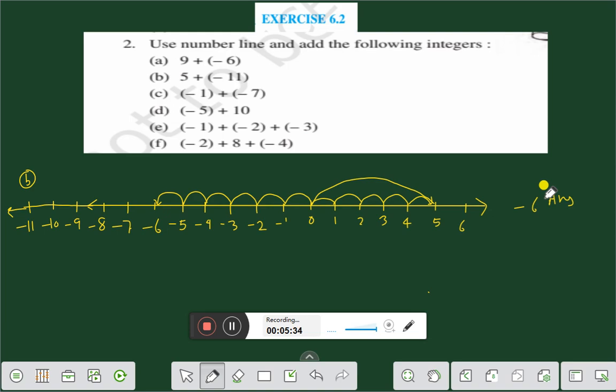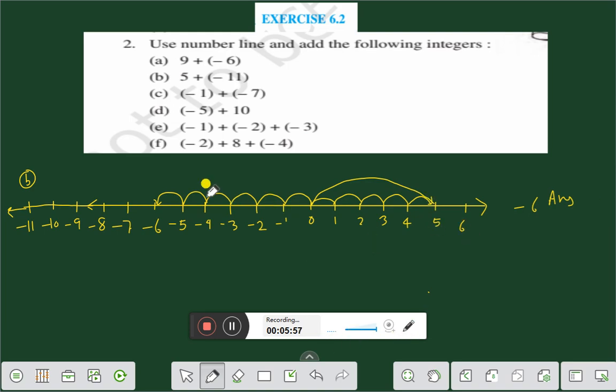Now again we are repeating once again. First you have to take 5, that is from here you will get 5. After that minus 11 means on the left direction you have to count 11. That is 1, 2, 3, 4, 5, 6, 7, 8, 9, 10, 11. Therefore the answer is minus 6.